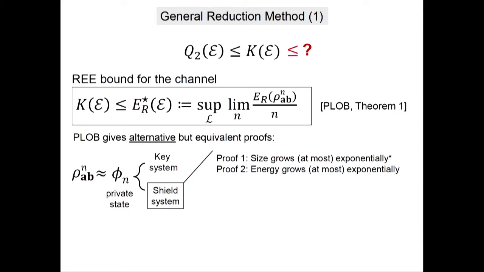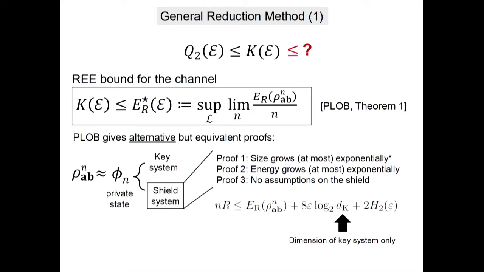In the second proof, we assume that the energy of the output state and the target state grow at most exponentially, whereas in the third proof, we do not make any assumption on the size of the shield system, and we write a finite type inequality to upper bound the rate of the protocol in this way. Now we have a term that depends only on the dimension of the key system.